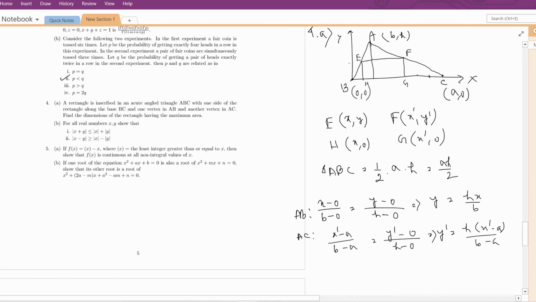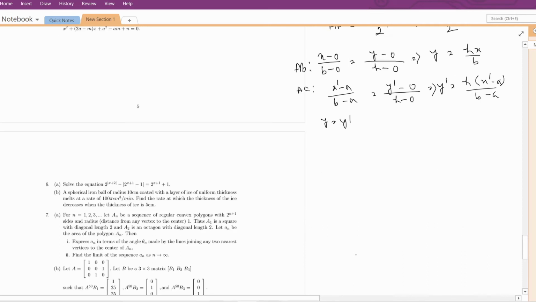Now as this is a triangle, the length of EH is equal to FG, so we get y equal to y dash. Then we get hx divided by b equal to h of (x dash minus a) divided by (b minus a). Then we get a relation between x dash and x, which is x dash equal to (b minus a) by b times x plus a.